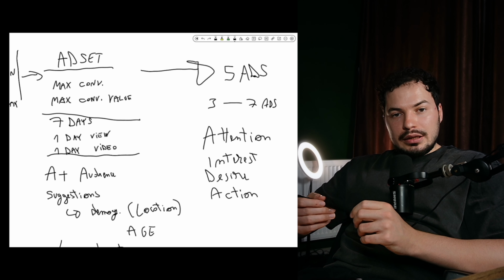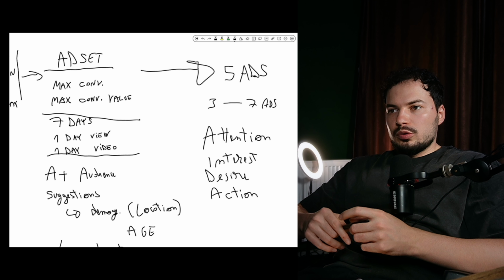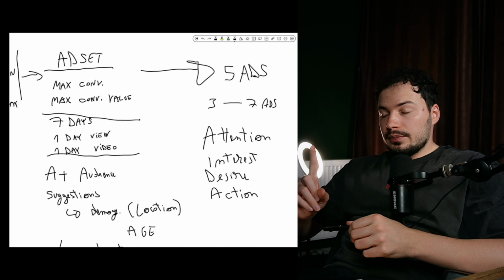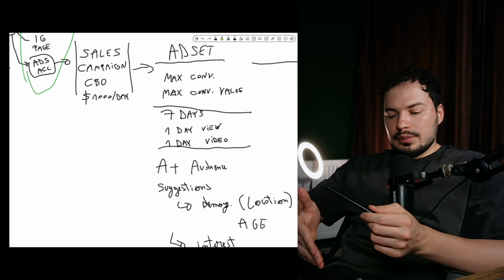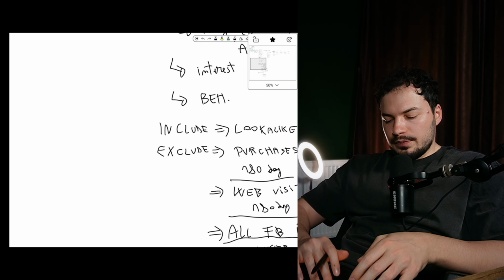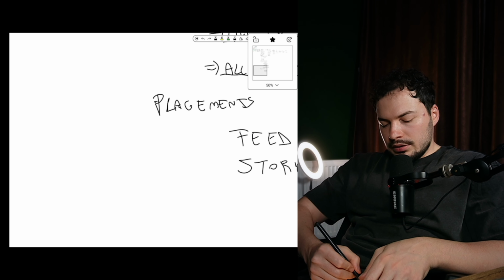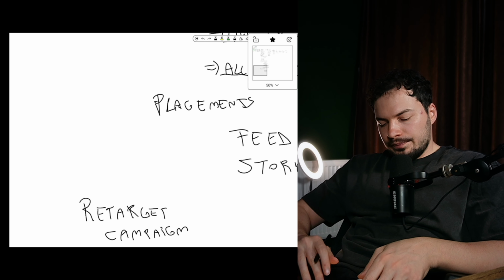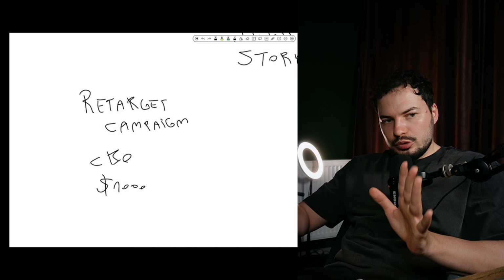Now, for the retargeting, so people who visited your website, people who clicked on your ads, and people who didn't buy from you yet, you will create another campaign. So the same, it's going to be a sales campaign. The same with CBO. So this is for the retargeting campaign, CBO, so campaign budget level, same budget or less budget, it's up to you.